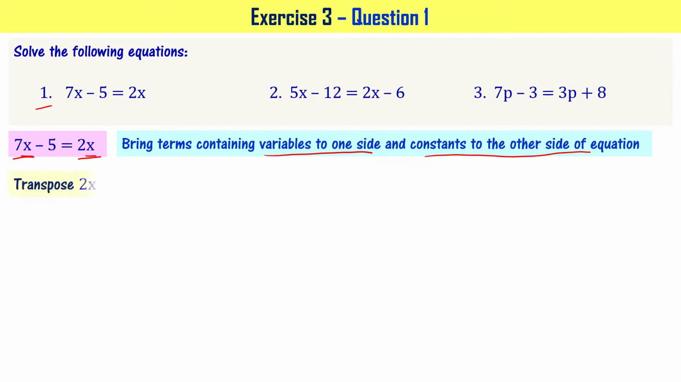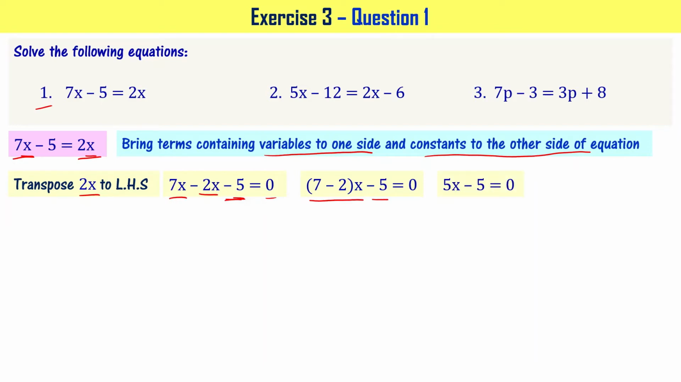For that, we transpose 2x to the left hand side of the equation. When I do that, the equation can be written as 7x minus 2x minus 5 equal to 0, right? 7x minus 2x can be written as 7 minus 2 times x, and you subtract 5 from that so that it is equal to 0. 7x minus 2x is 5x. So the equation is now written as 5x minus 5 equal to 0, right?